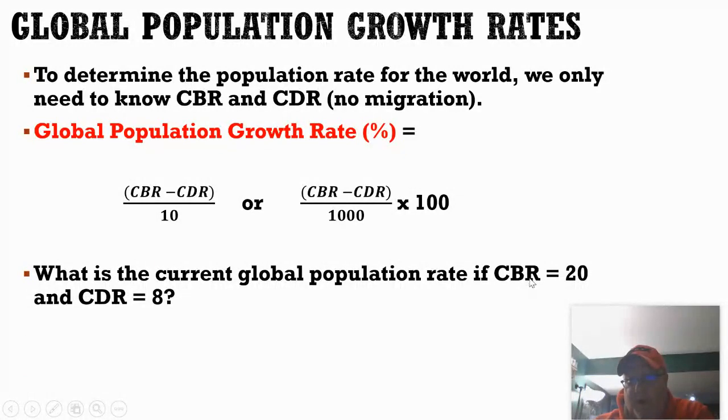So let's go ahead and take those two numbers that we had earlier. Our global crude birth rate is 20, our global crude death rate is 8. And if we take those numbers and plug them into this formula, we get 1.2%. So what that's telling us is that the population of the world is growing at a rate of 1.2%. And that may not seem very high, but again, go back to that population ticker that I showed you, and you saw how rapidly it was going up.